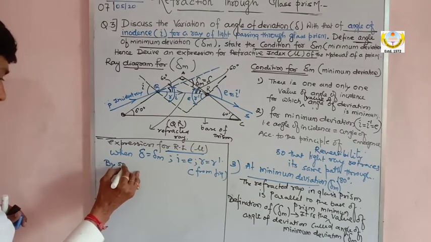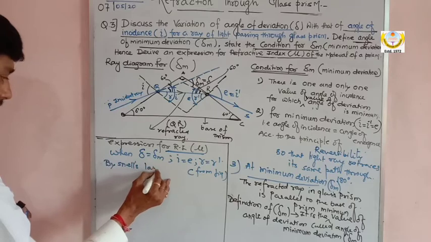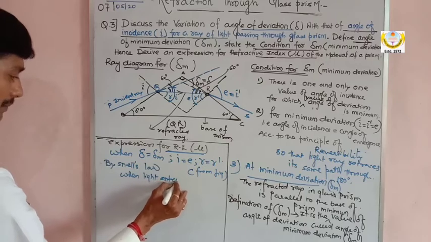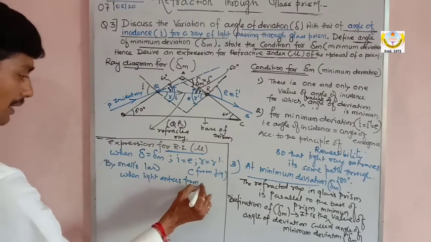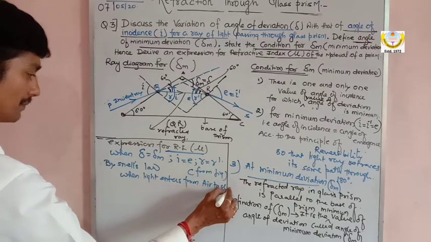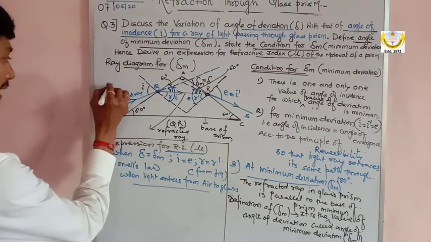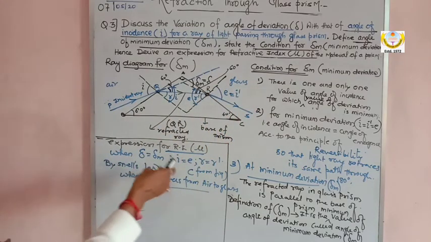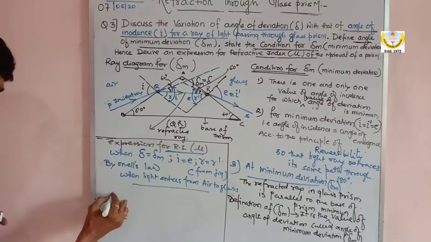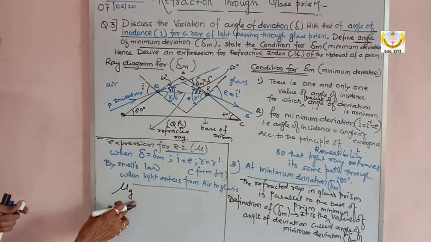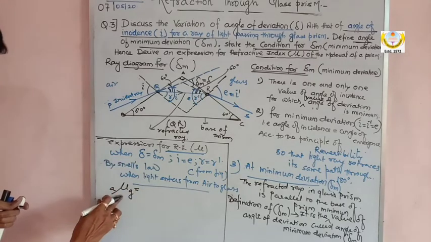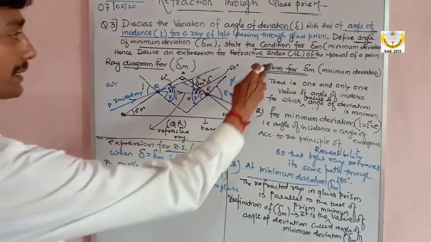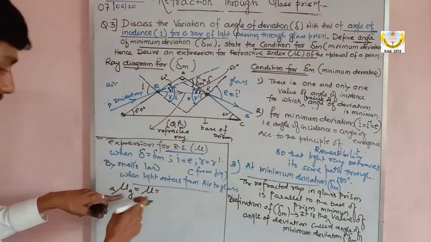By Snell's law, when light enters from air to glass, so what will be the formula? Mu of glass, because light is coming into glass with respect to air. In my question, the refractive index of the material, that is of glass, is given as mu.